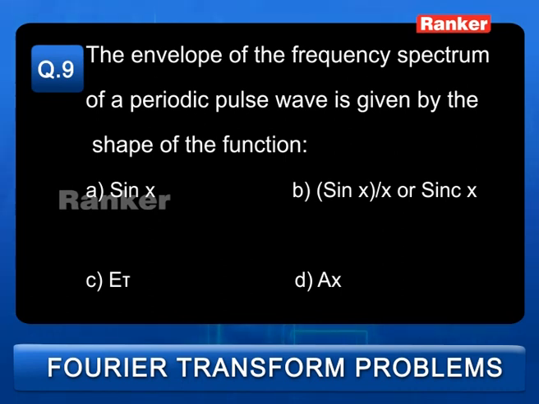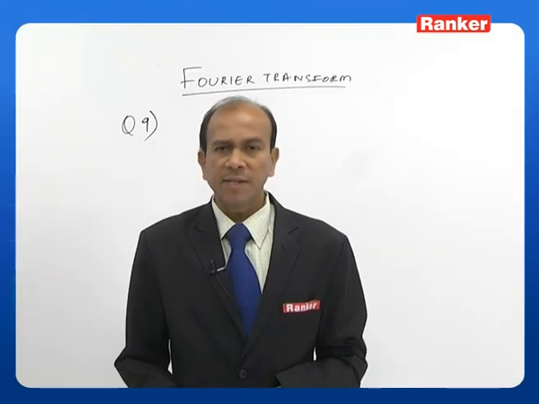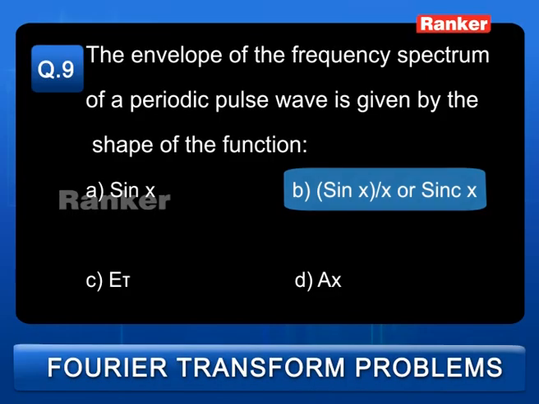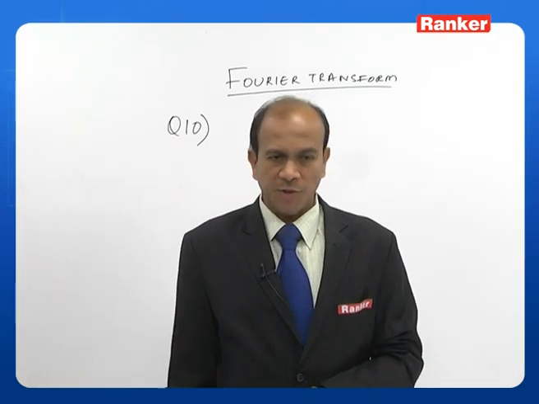The envelope of the frequency spectrum of a periodic pulse wave is given by the shape of the function: A. sine, B. sinc function, C. e tau, D. ax. So the answer is B, that is sinc x. If you take a periodic pulse, whenever I take the Fourier transform of a periodic pulse, you will get a sinc function.